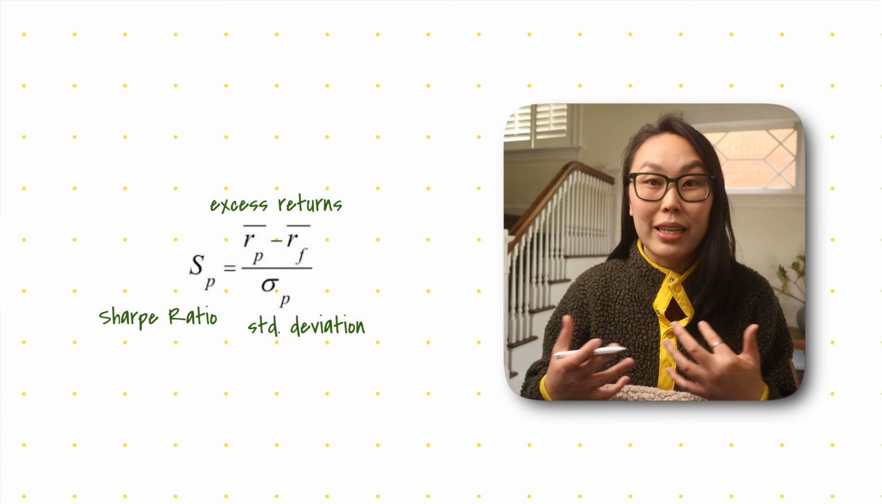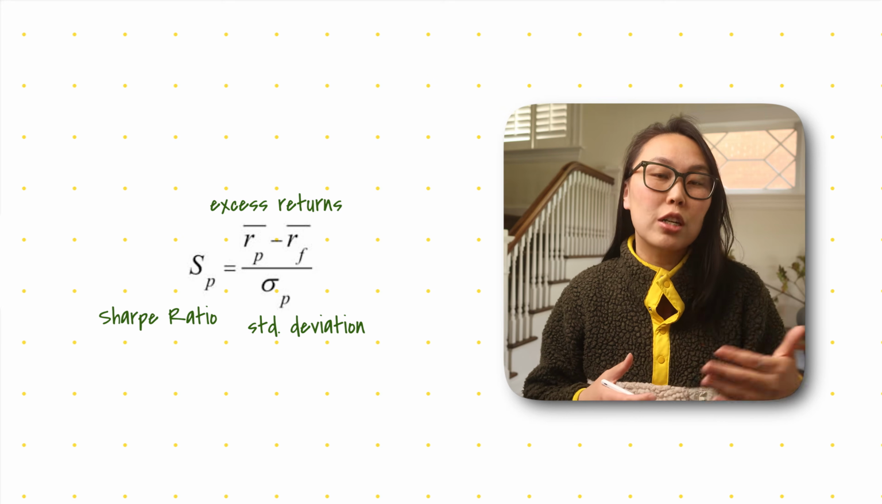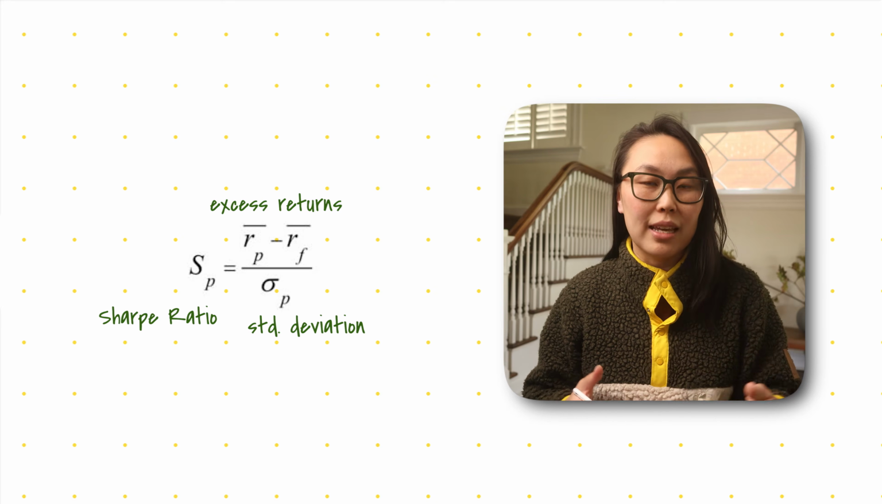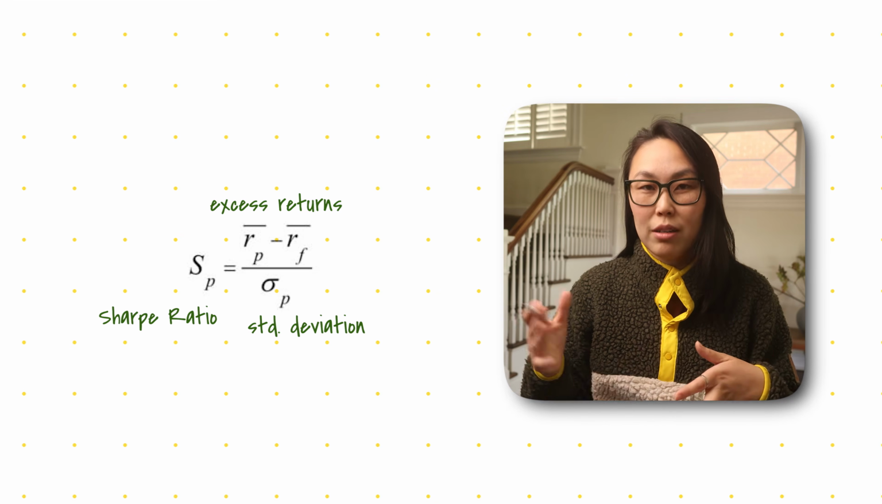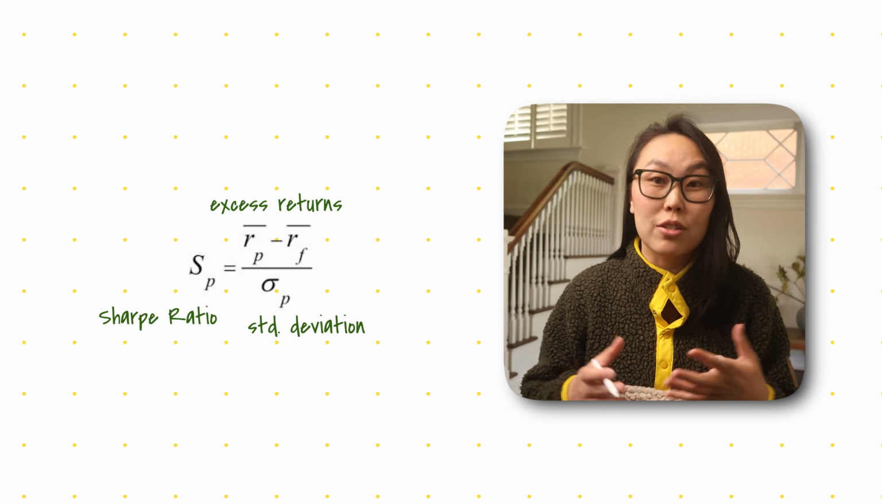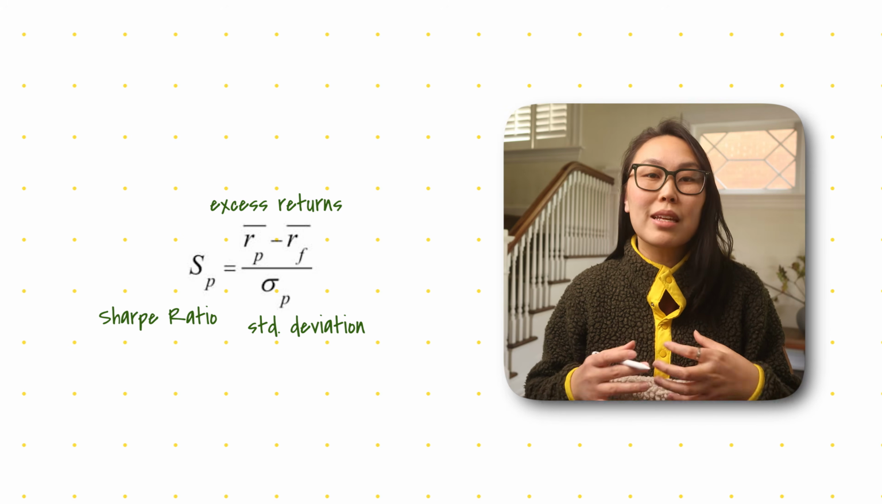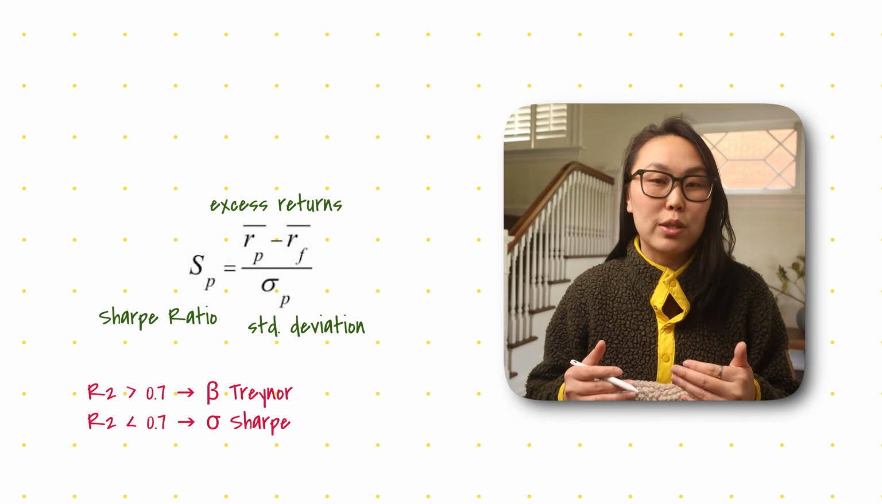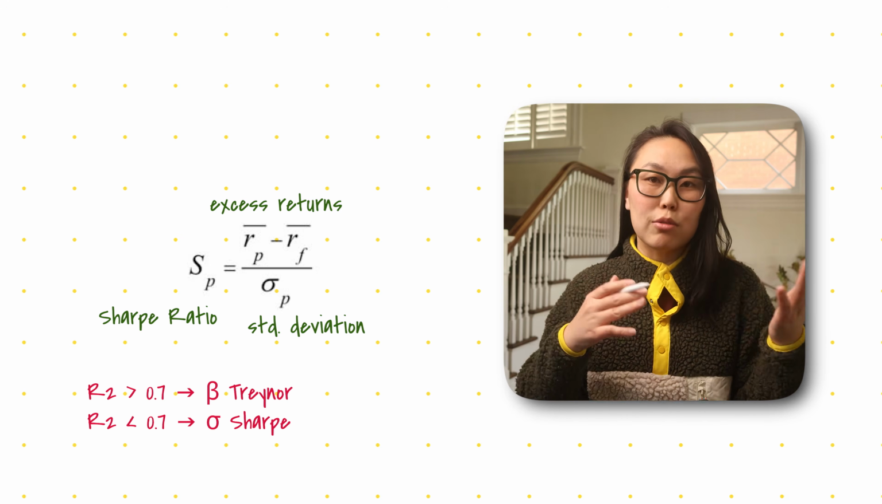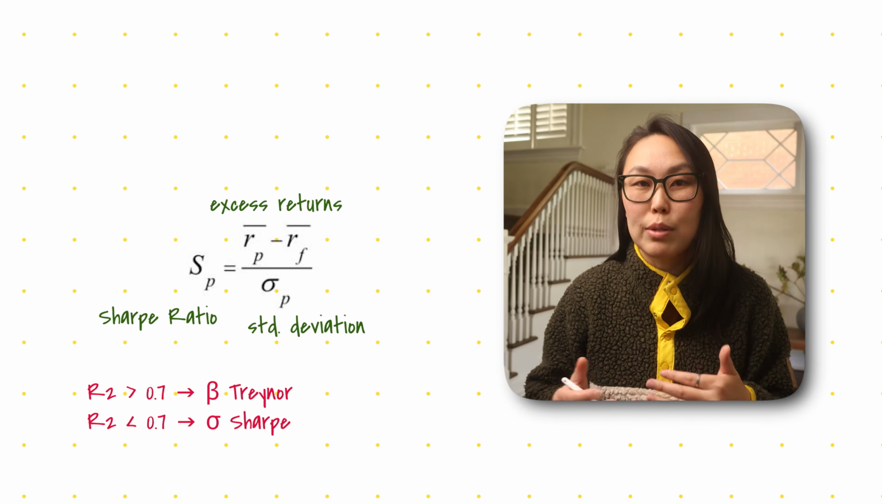Now, if this is not actually the case, you're going to want to use an alternative measure of risk, in this case, standard deviation. So how do you know when to use beta, Treynor, or to use standard deviation, Sharpe? Well, usually the exam will give you the R squared of the portfolio to the market. So if the R squared is high, above 0.7, use Treynor because you can reliably use beta.